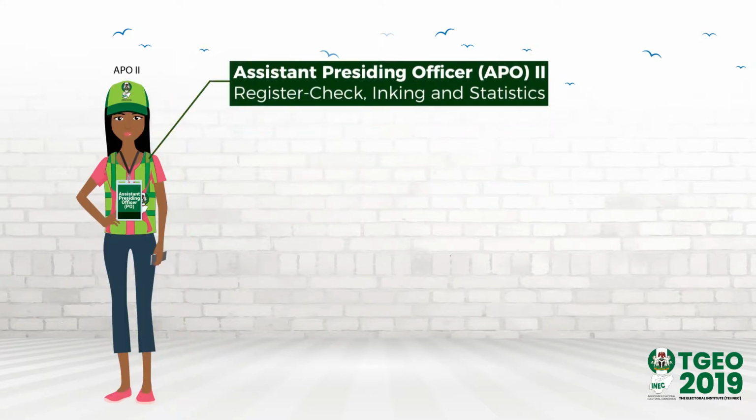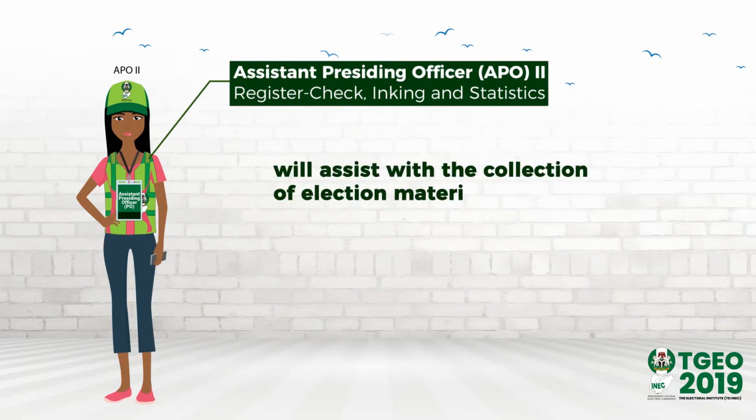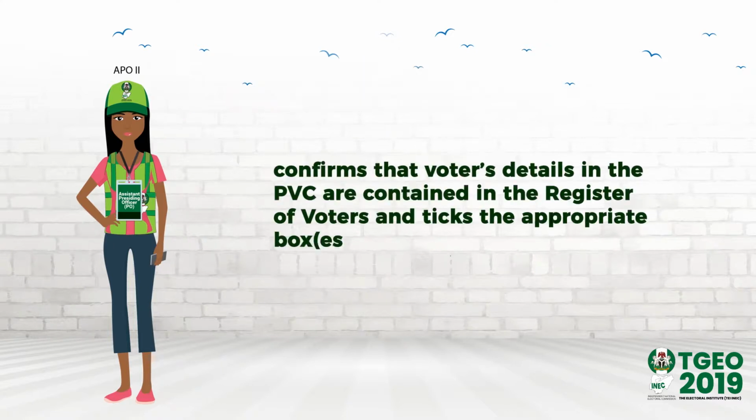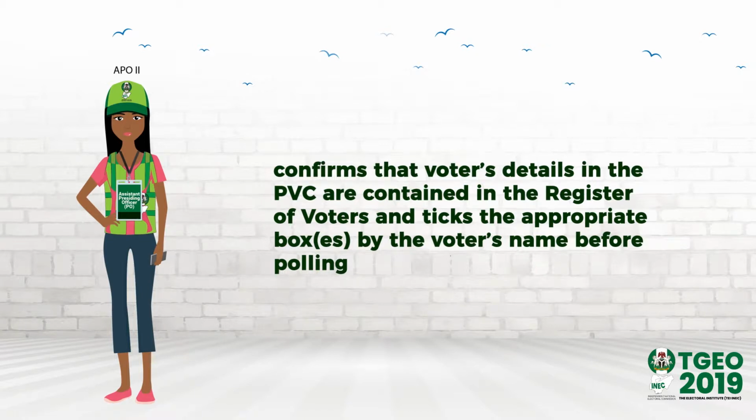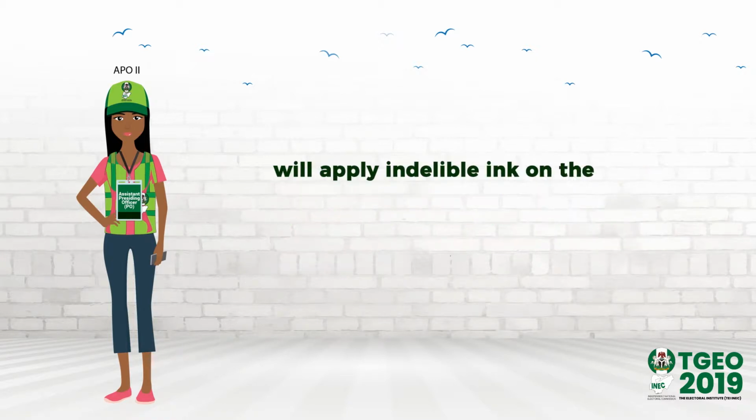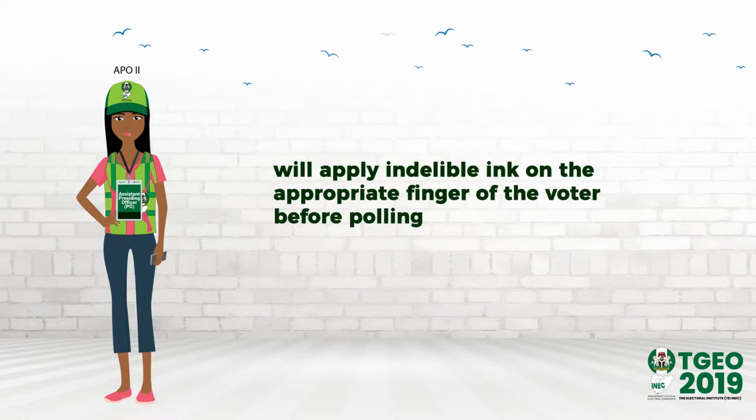Assistant Presiding Officer, APO2, will assist with the collection of election materials from the SPO. Will be responsible for the confirmation of voters' details as contained in their permanent voter card (PVC) and the register of voters, and ticks the appropriate boxes by the voter's name before polling. Will apply indelible ink on the appropriate finger of the voter before polling.